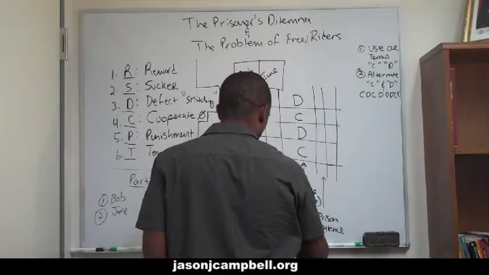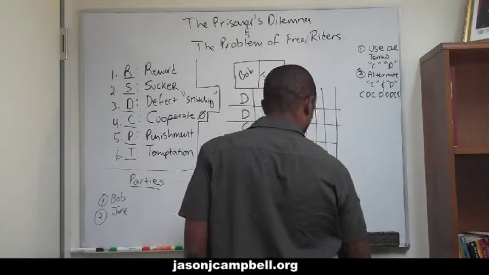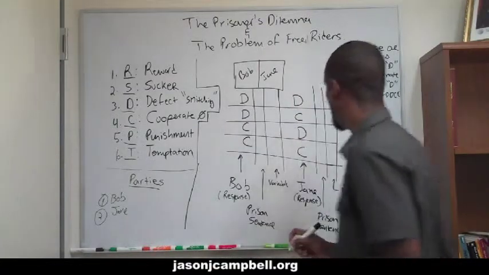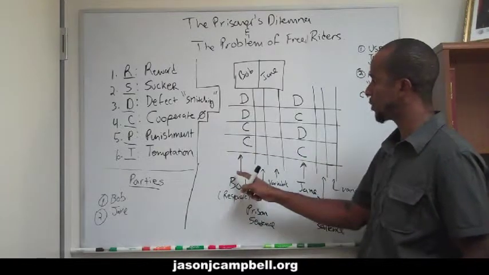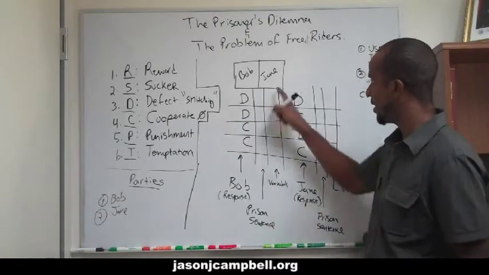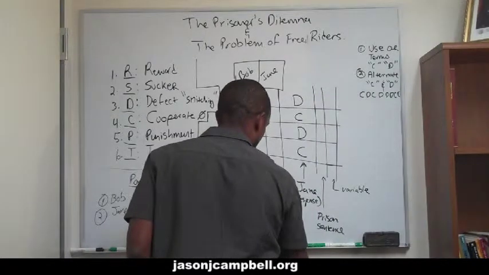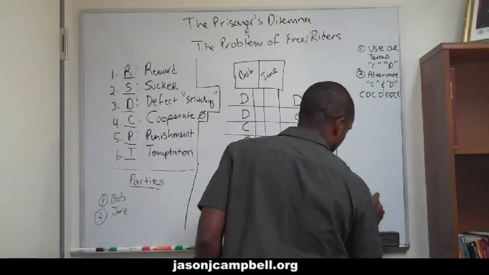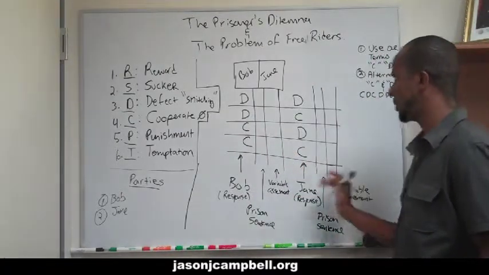We'll put variable. All right. So we have three columns. Their response, the person's response. The next column is the number of years that they're sentenced to prison. And the last column is the variable, and I guess I should put assessment. Okay. So, three columns for Bob, three columns for Jane.